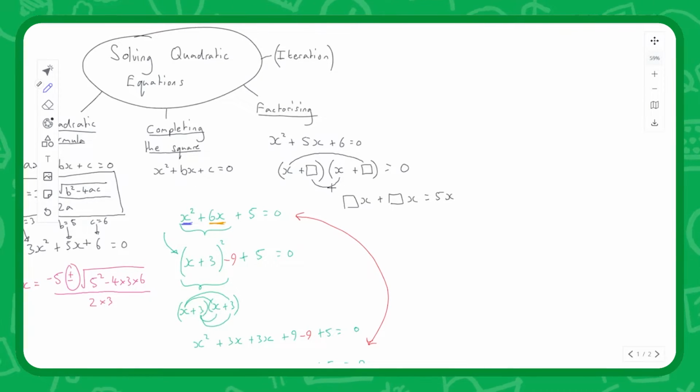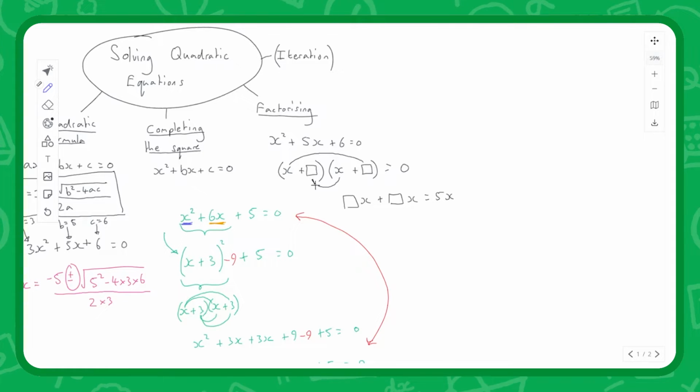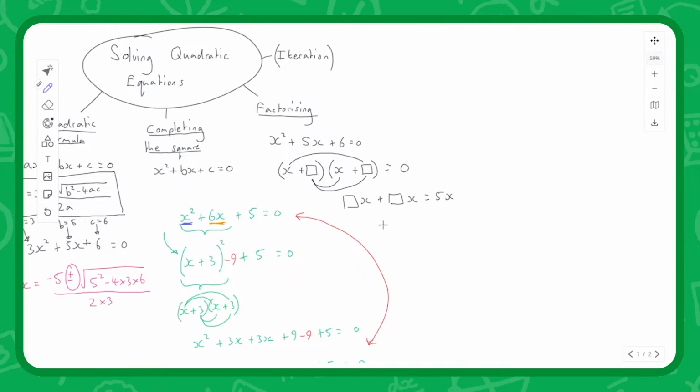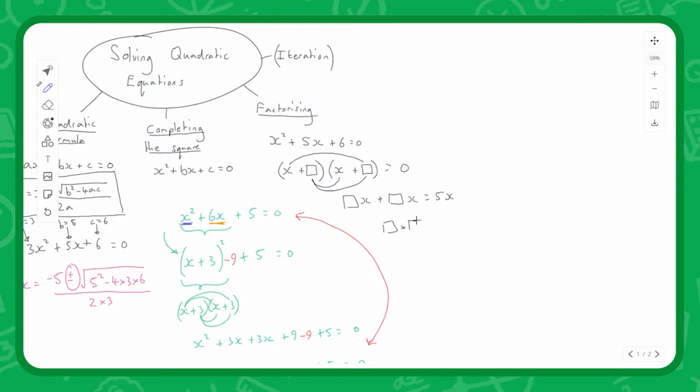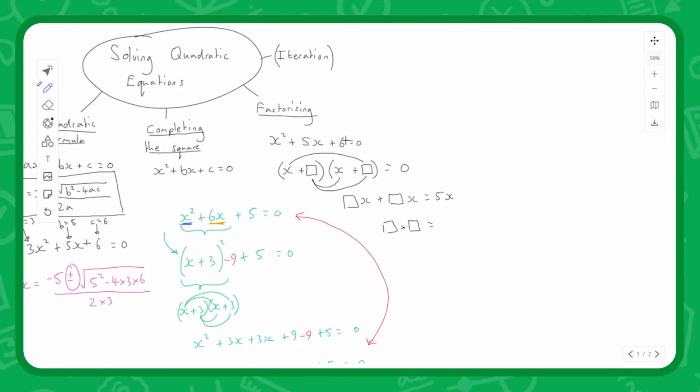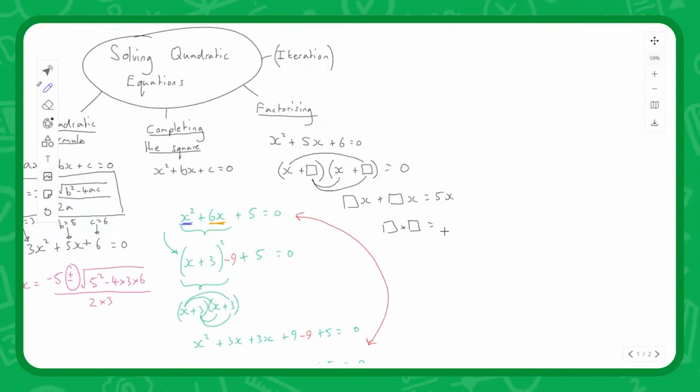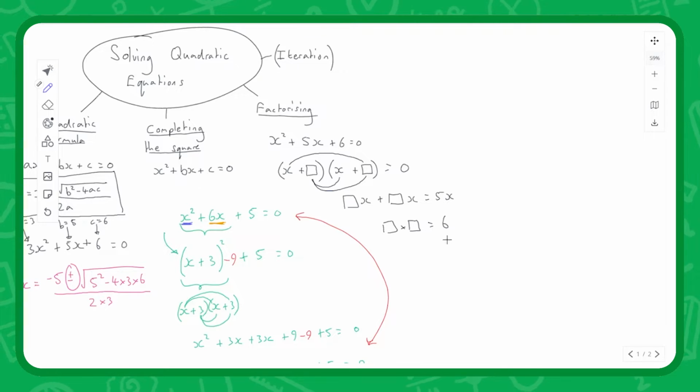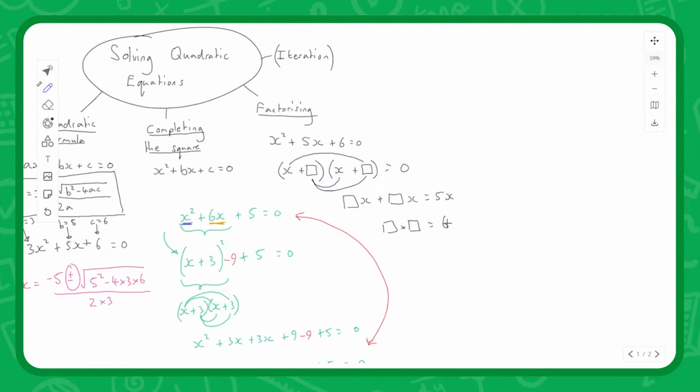So I've got to think of 2 numbers that add together to get 5. I also know that I'm going to have to multiply the 2 boxes together, right? One box times another box, and that's got to give me 6. So I've got to think of 2 numbers that multiply together to get 6 and add together to get 5. Well, I know those 2 numbers. They're going to be 3 and 2. And so that's how we can use factorising to, again, solve quadratic equations, right?